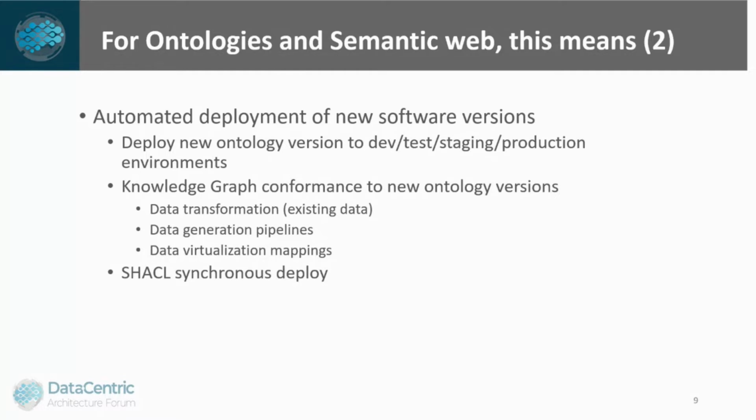Similar with SHACL. We mentioned SHACL is a constraint language to make sure the graph is the right shape. So you'd want to make sure that the new SHACL that matches the changed schema gets synchronously deployed at the same time as the knowledge graph has been reconformed to the new ontology. The new ontology is in there. You want to make sure the SHACL is also paired up, right? Because if any of those things are out of sync, you're going to get errors.